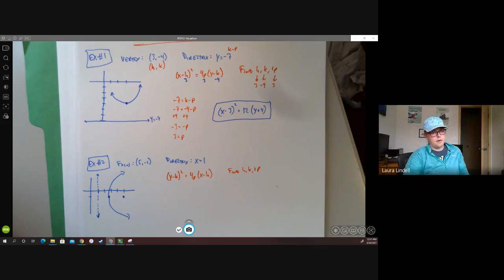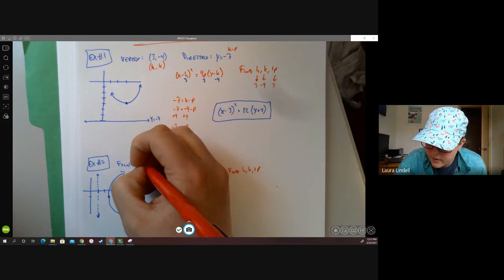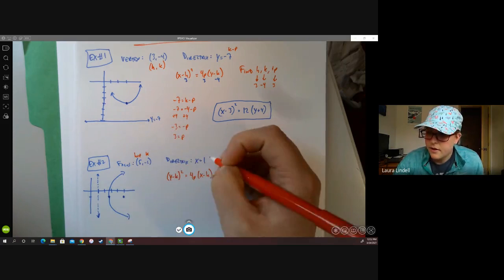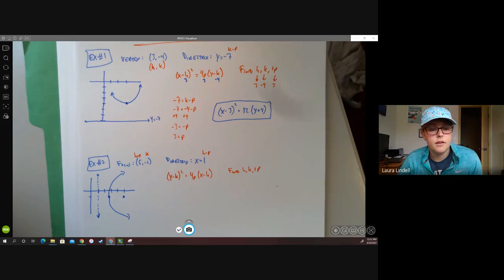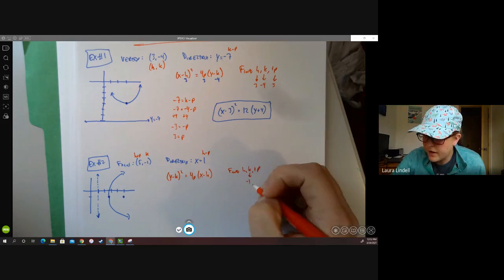So looking at our focus and our directrix and everything like that, we can't figure out h yet until we do an equation, but what's k going to be? From the focus, what do we think k is? -1. Exactly. Because the focus is (h + p, k), and the directrix is x = h - p. So we already know that k is -1.